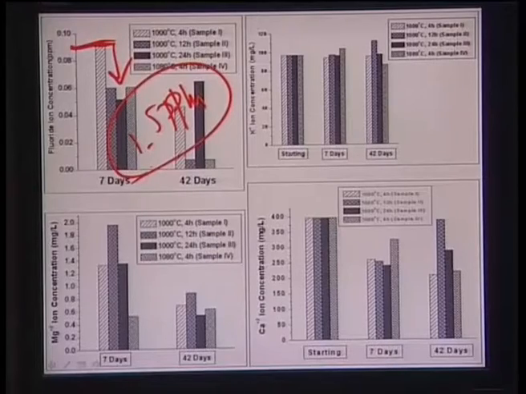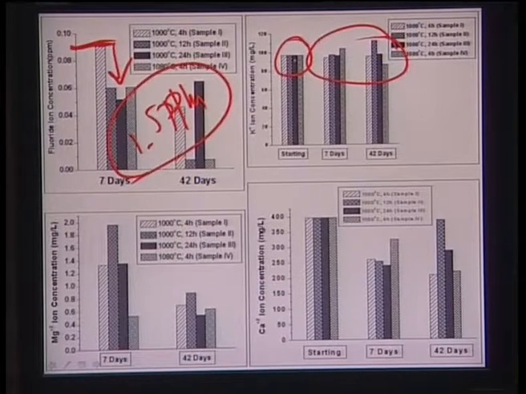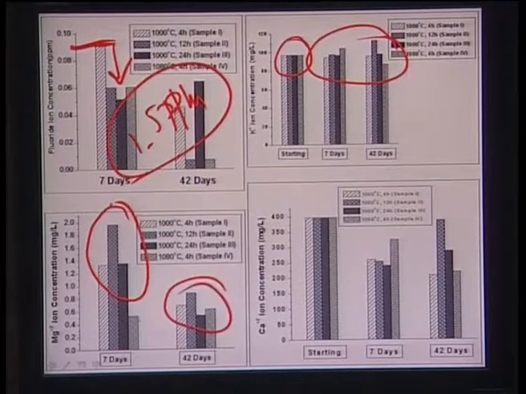The other thing is the potassium ion concentration. Your starting solution has some at this level, and after 7 days or 42 days, even 6 weeks, there is not much increase in the potassium ion concentration. That means this potassium ion is not released to a large extent. As far as the magnesium ion concentration is concerned, it is roughly less than 2 mg per liter, and it decreases at 42 days.